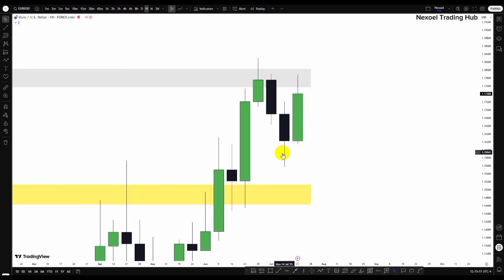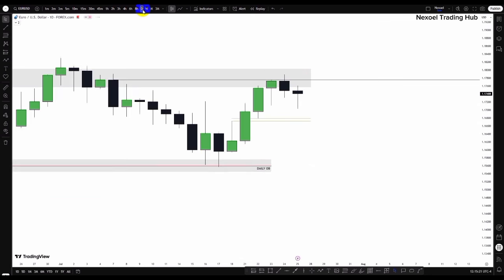But what we can see is that price here returned to a demand, and now we can see we have this engulfing candle. So we have also that perspective to want to expect bullishness. But anyway, let's check out the daily time frame.